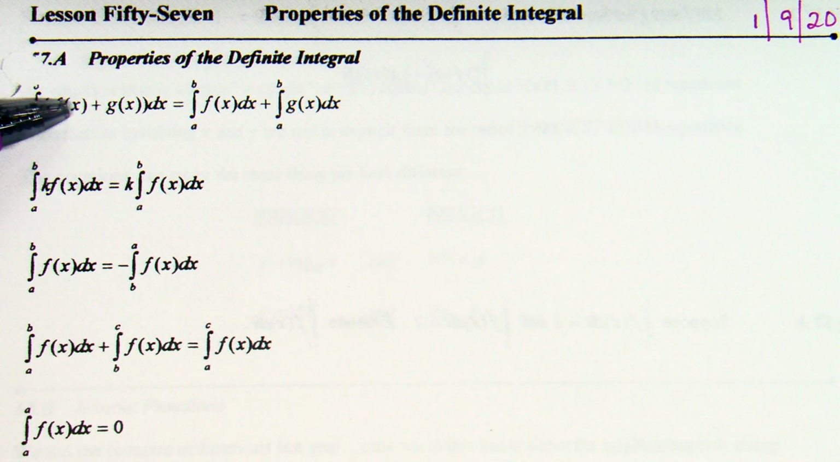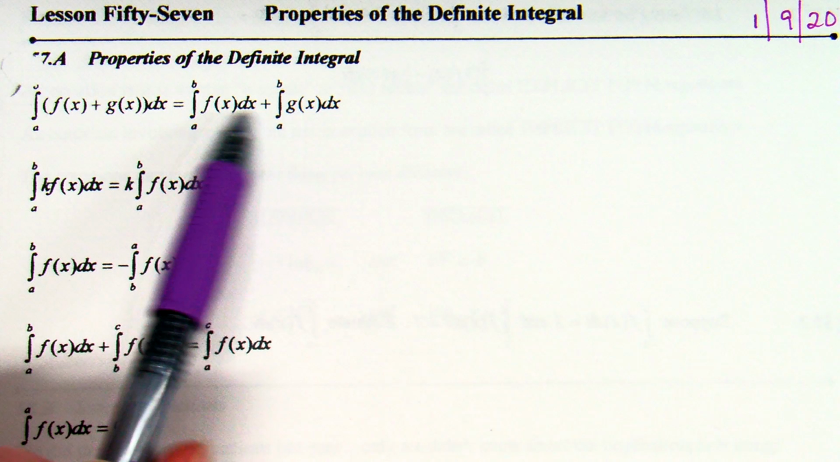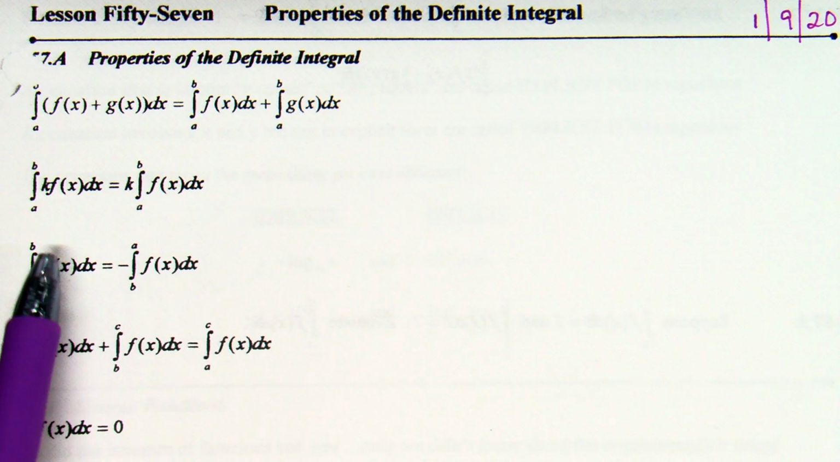All that's saying is if you have pieces being added, that you can break them up into separate integrals. And we've used that one before because it's just basically saying that you're finding the integral of each individual piece or term. Okay. The second one, we've used this one before.